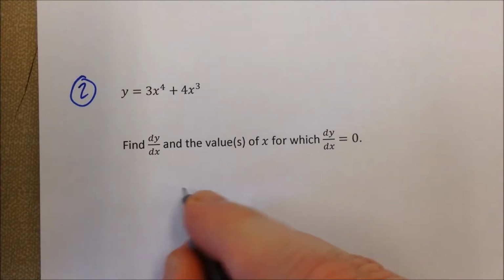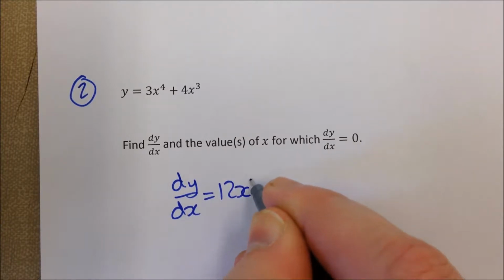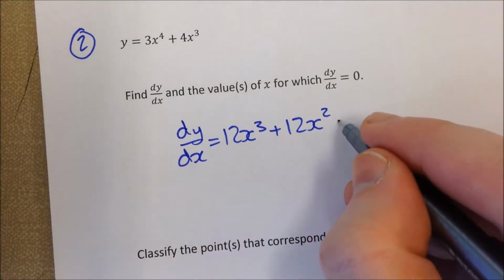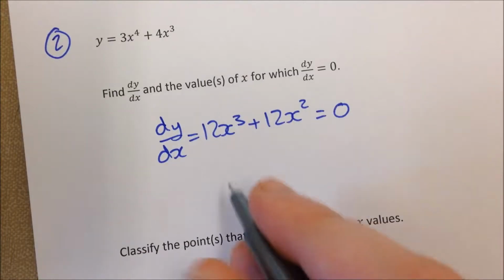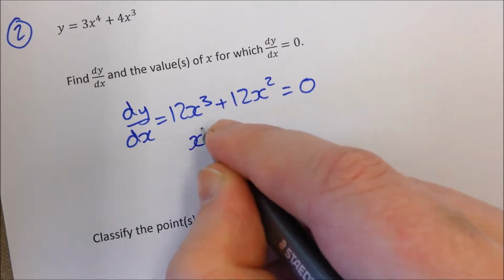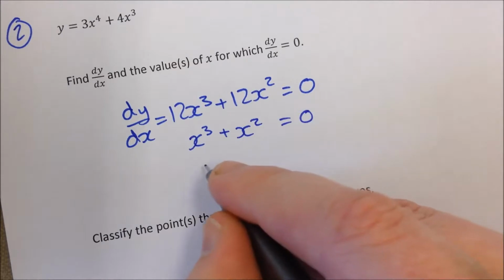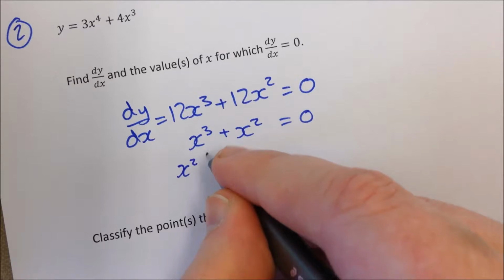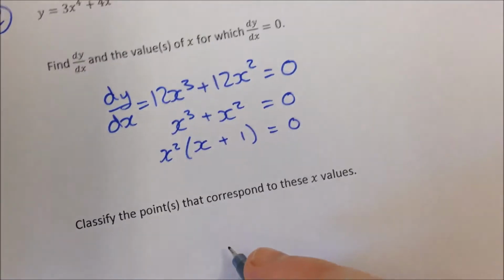Question 2. Differentiate first. Now set that equal to 0. It says dy/dx equals 0 here, so that equals 0 gets carried across. Now divide everything by 12 to make things a little bit easier to manage, and we're going to factorise. So we've got a common factor of x squared, so that's x plus 1 there.